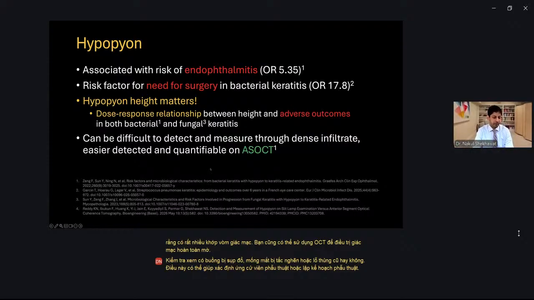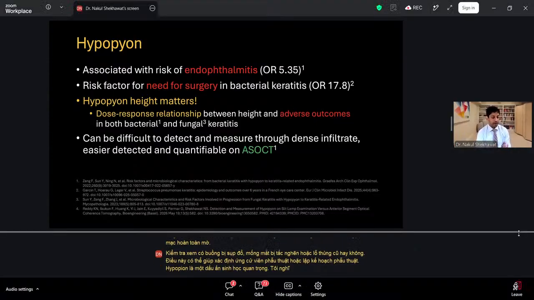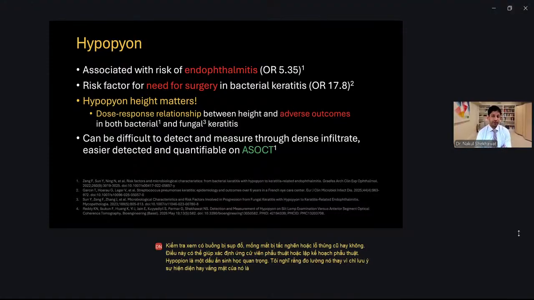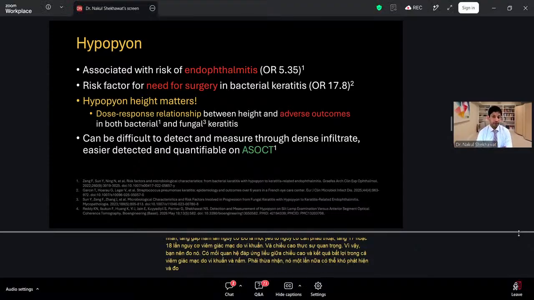Hypopyon is an important biomarker, and I think measuring it instead of just noting the presence or absence of it is very important. It is associated with a risk of endophthalmitis, a five-fold increased risk. It is a risk factor for needing surgery, 17 or 18-fold increased risk in bacterial keratitis. And height really does matter, so you should measure it. There's a dose-response relationship between height and adverse outcomes in both bacterial and fungal keratitis. Admittedly, it can again be difficult to detect and measure through dense infiltrates that are overlying it.